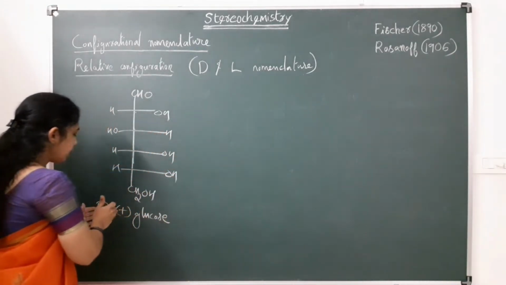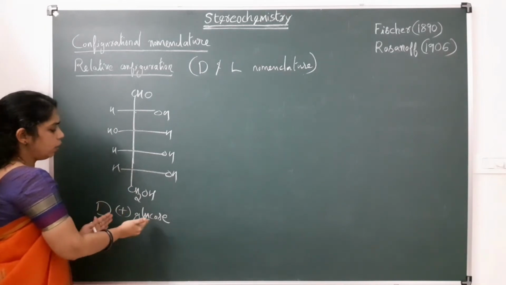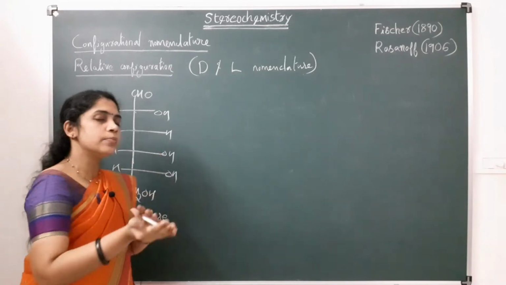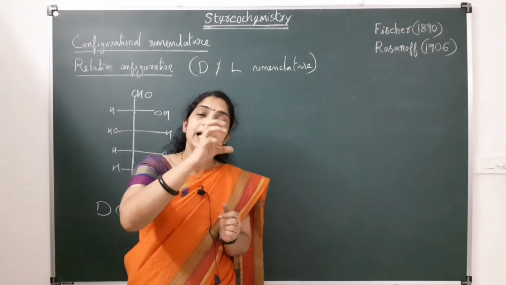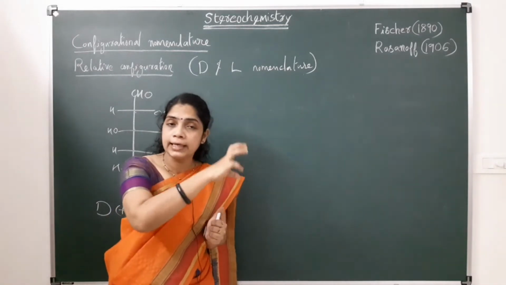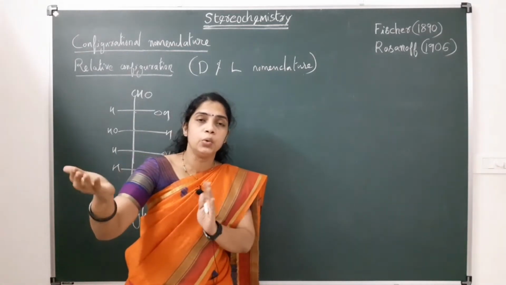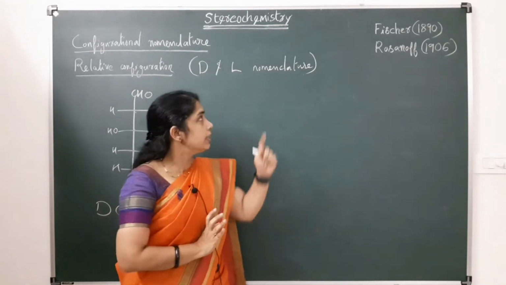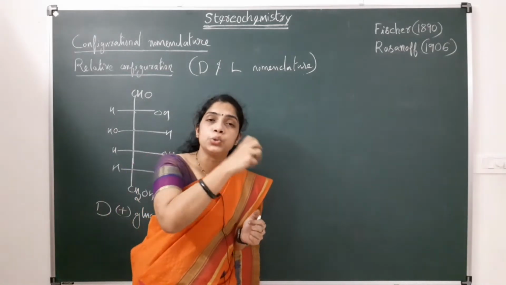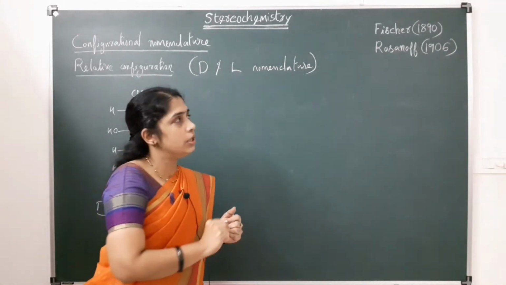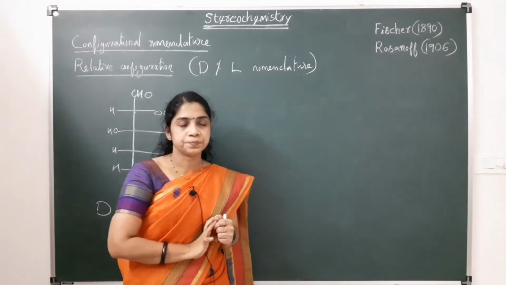Similarly, this L-glucose, the mirror image of plus glucose, that is minus glucose, belongs to the L family. And in that case also, any molecule that can be converted, or any chemical transformation that is possible with this L-glucose, all belong to that L family. That is Emil Fischer's prediction.